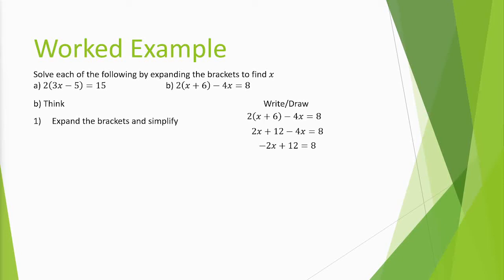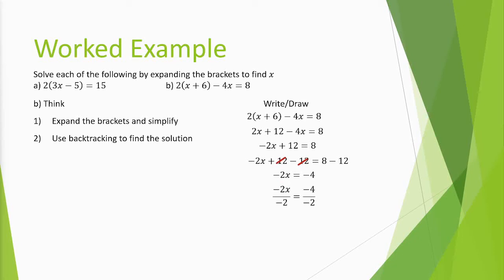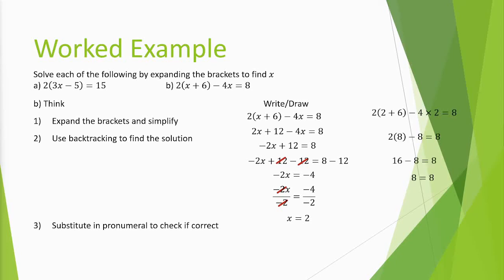And again, I start my backtracking. To get rid of that plus 12, I will minus 12, and I do that on both sides, and then I simplify that down. And then to get rid of that negative 2 out the front, I divide by negative 2 on both sides, and I get x equals 2. And again, I can take that x equals 2 and substitute it back into my original equation, and again go through and solve that and work out that both sides are the same, and therefore our answer is correct.